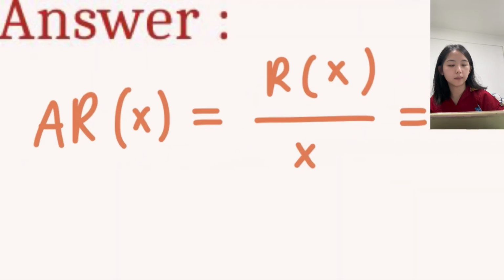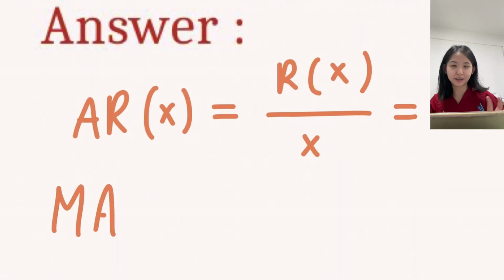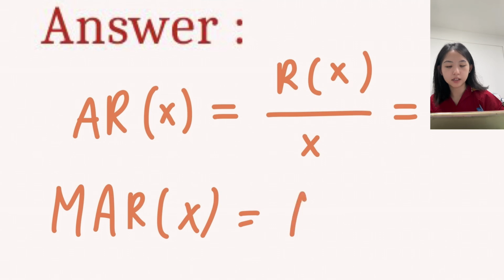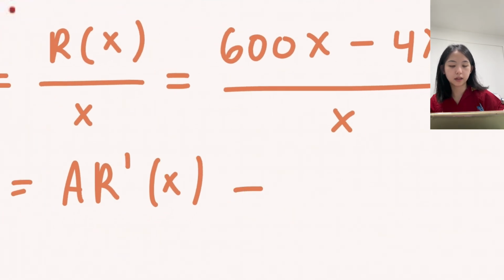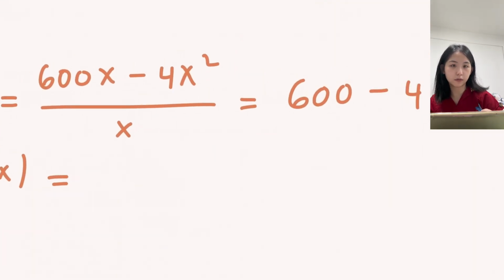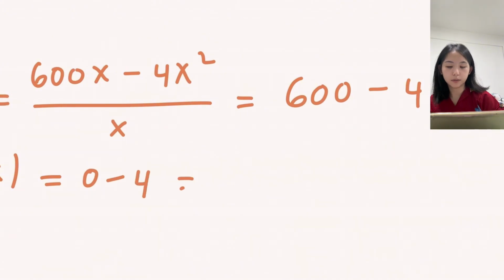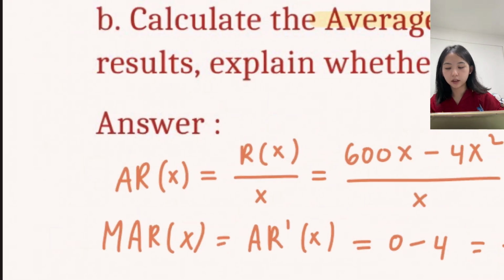And now we need to find the marginal average revenue, or MAR of x, which is the derivative of AR of x. The derivative of 600 minus 4x is 0 minus 4, because the derivative of 600 is 0 and the derivative of minus 4x is minus 4, which is minus 4. And now we can calculate part B.